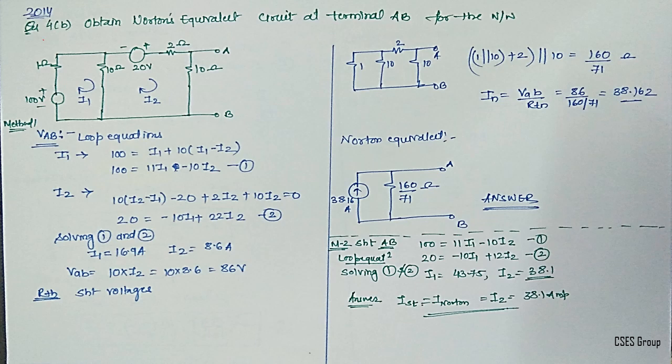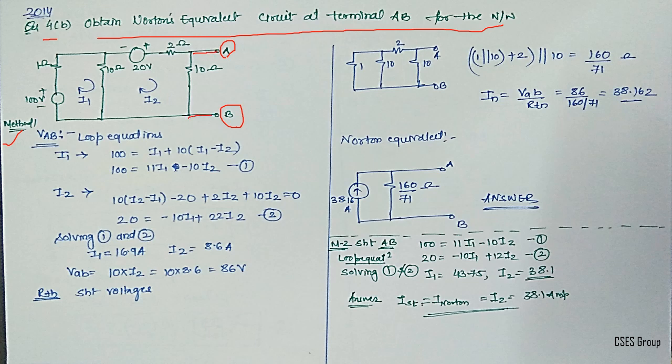Now question number 4b is: obtain the Norton equivalent circuit of terminal AB for the network shown below. So what I am doing here, I am solving it by two methods. The first method is I am determining the voltage VAB. This is A and that's B. Please understand, you need not remove this 10 ohm. They are not considering that as a load resistance here. They have already extended those terminals, that means they have already removed the load.